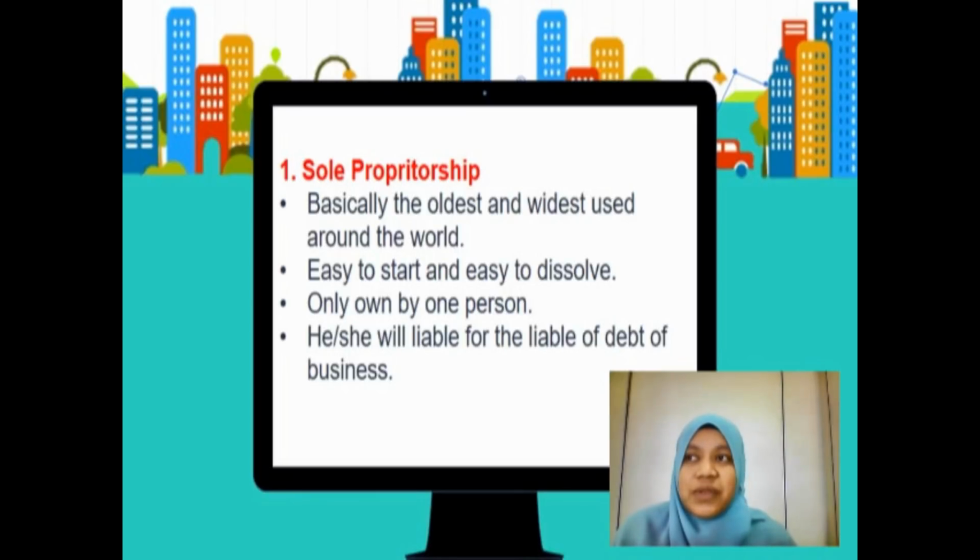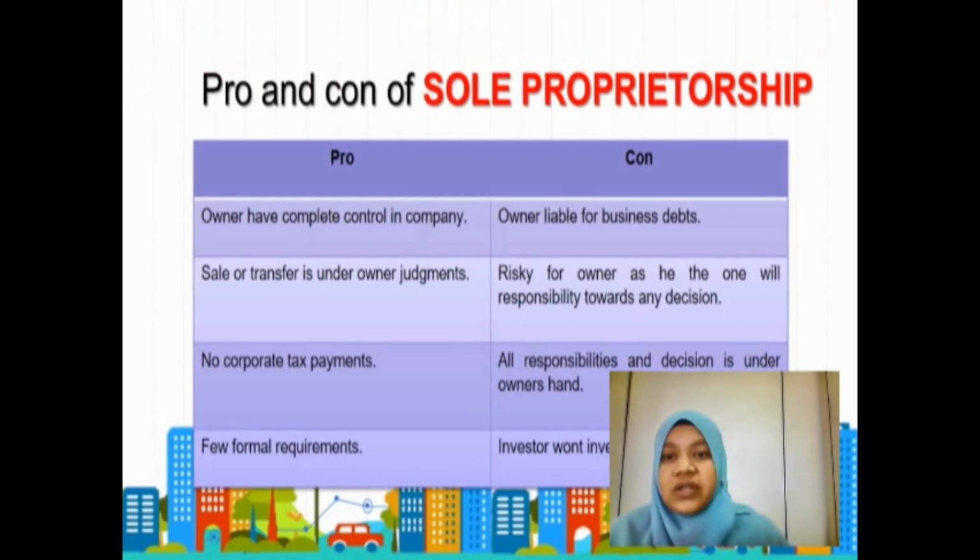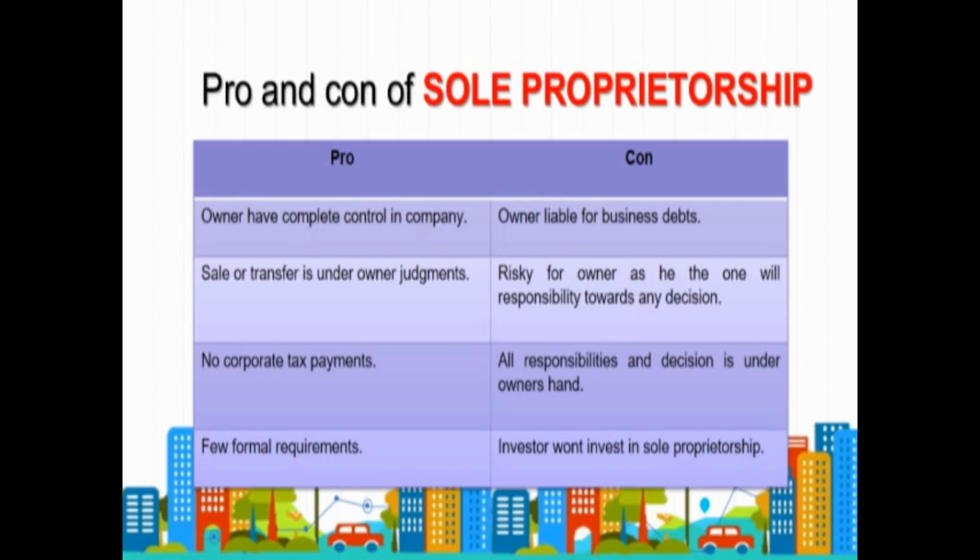Maksudnya macam kita dengar tadi, sebenarnya pemilikan tunggal of course owned by one person. He or she will be liable for the debt of the business. Maksudnya kalau lah business tu bankrupt, so dia yang bertanggungjawab ke atas business tersebut lah. So dia kena bayar balik lah. Okay, so kita akan tengok pro and con ataupun advantages and disadvantages of sole proprietorship.